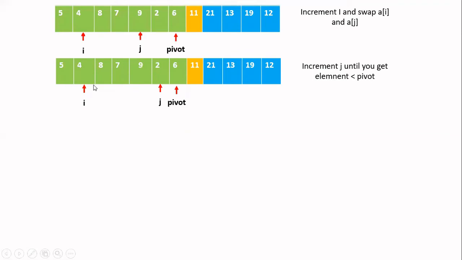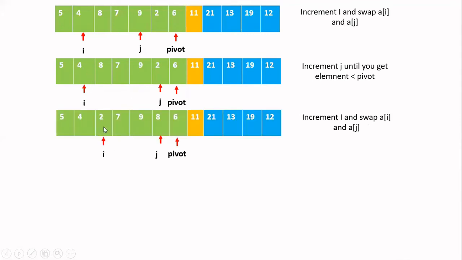that with the element after incrementing i. That is, I have to increment i and swap a of i and a of j. Okay, now i is pointing to 4. Increment that. So you will have i here. Swap the element at that position with a of j. That is, you are going to swap 8 and 2. After swapping, this will be your array.